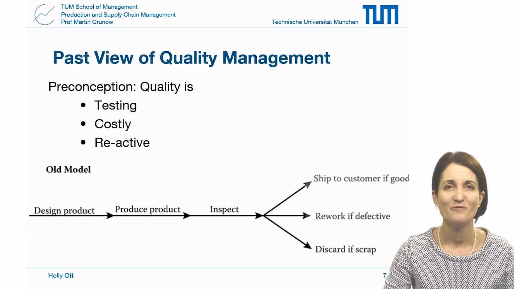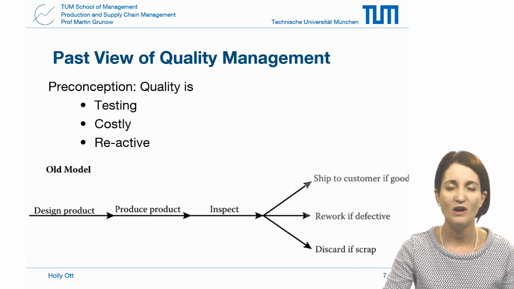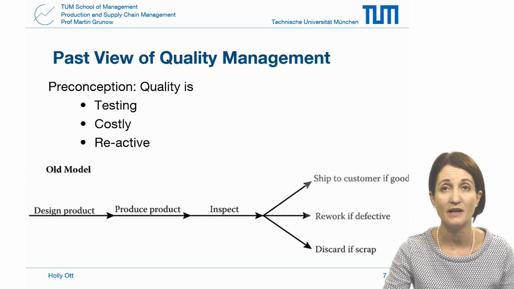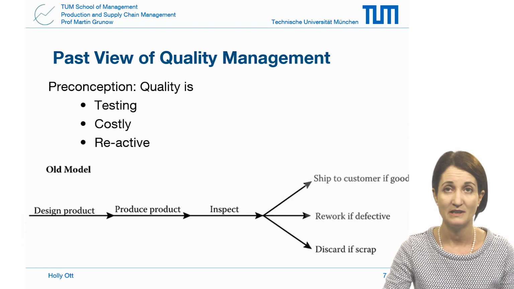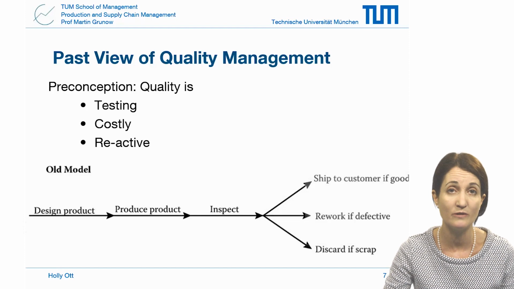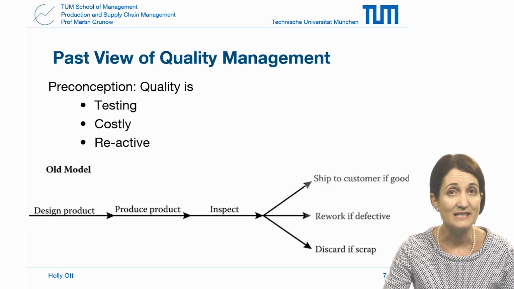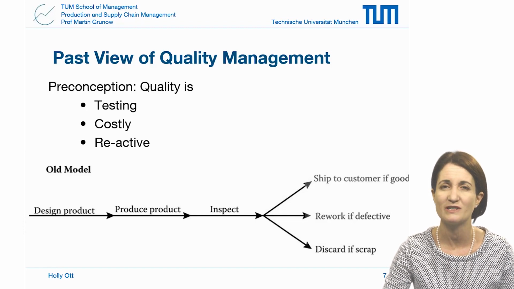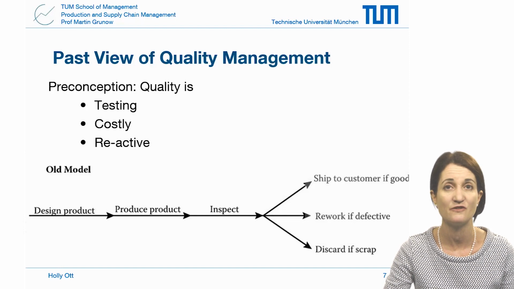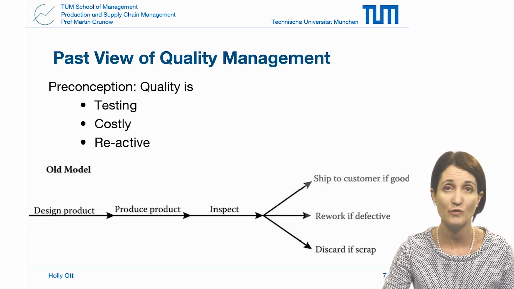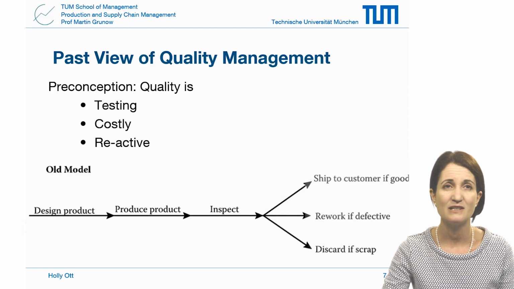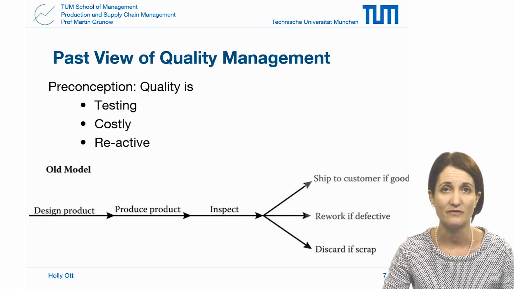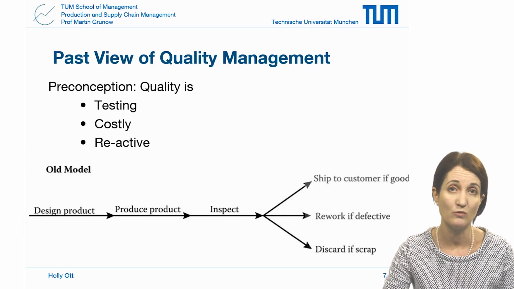Let's go back though. What was the past view? Quality management meant simply that the product would come out of the line, be inspected, and then either scrapped or possibly reworked. The preconception was that quality means to test. It means additional resources and time used for testing. This is very costly. This reduces your throughput, costs manpower, and it's very, very reactive. Something has happened, and therefore we either have to scrap or maybe rework.